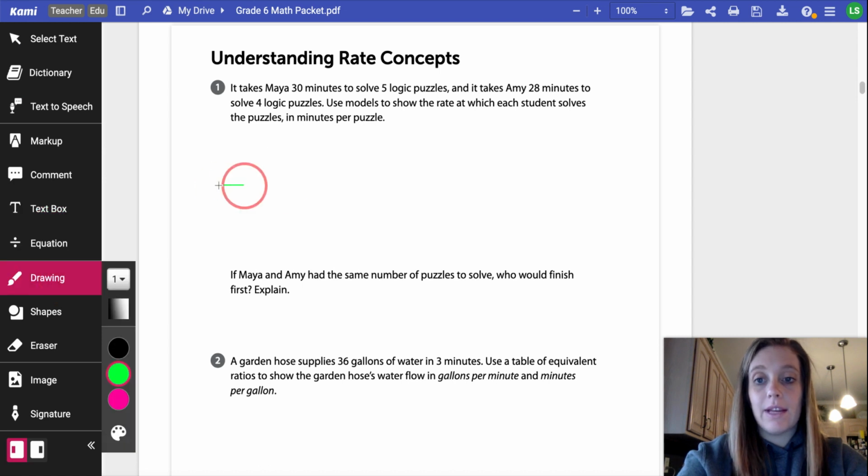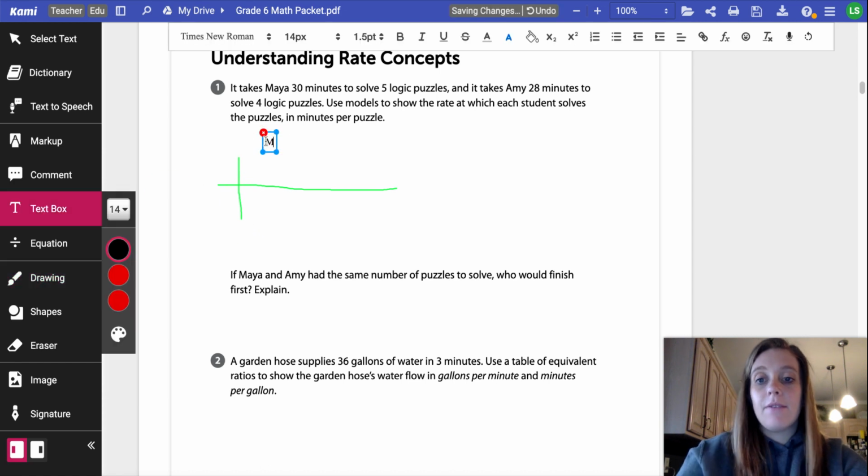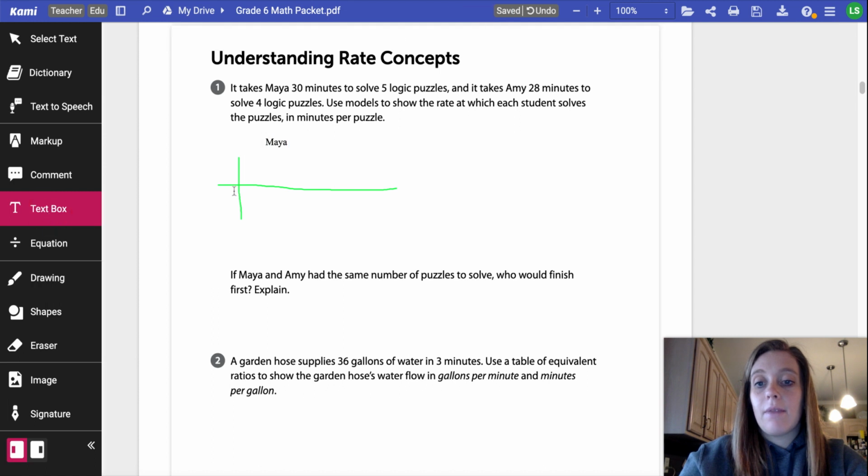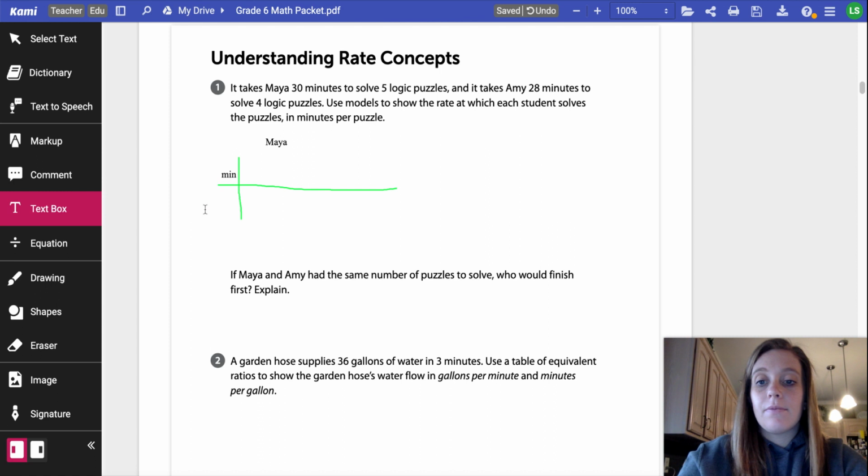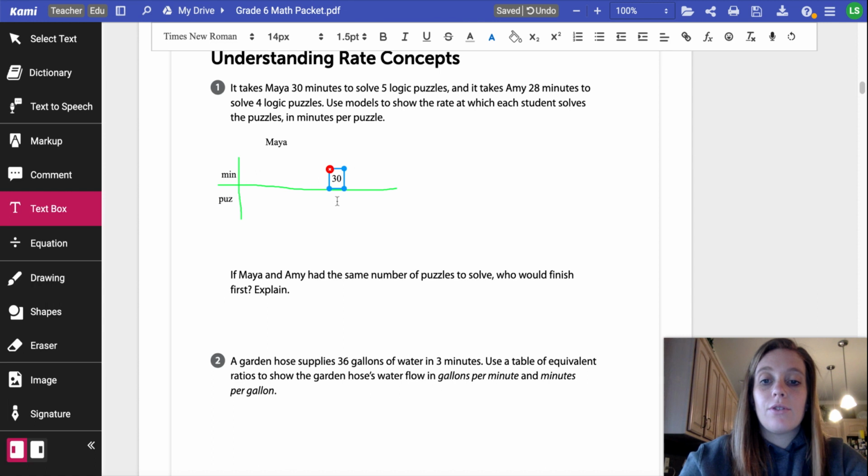So in class, we saw horizontal ratio tables. So I'm going to make this one for Maya. And then I'm going to fill hers in. So we're comparing minutes to puzzles. And I know that it takes her 30 minutes to solve 5 logic puzzles.